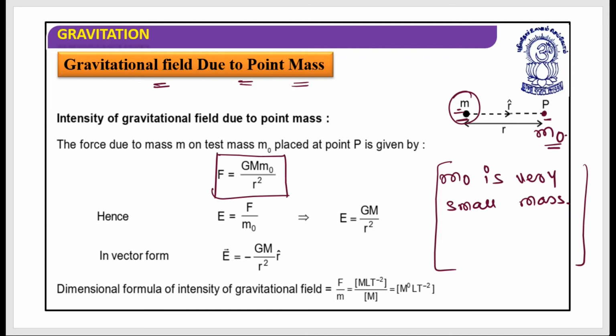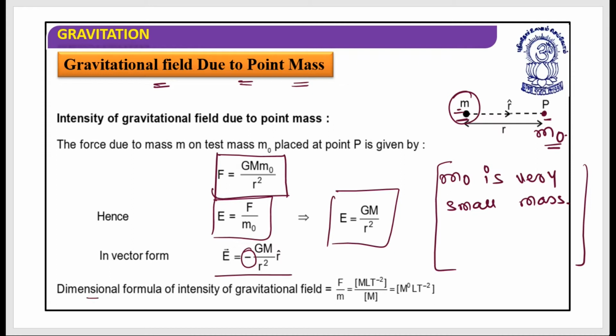Now what is the field? The field is force divided by test mass. E is equal to F by m naught, and when I say E is equal to F by m naught, I could say E is equal to G m by r square. In vector form, this can be represented as minus G m by r square into the unit vector r. This negative sign represents that it is an attractive field. It will always attract, it cannot repel. I hope this is clear.